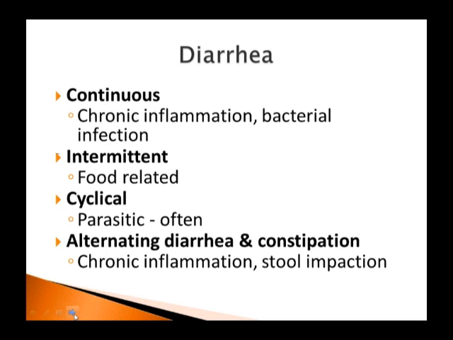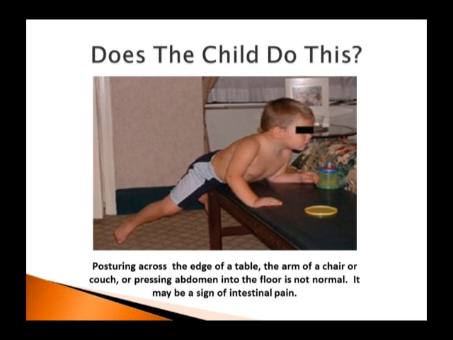One of the other things that I often ask parents in my practice is, does your child, or if you're a doctor, does your patient do this? If you have a child who is leveraging themselves over furniture, whether it's at the edge of a table, a chair, or a couch, to try to find a position of comfort, they're most likely dealing with some type of abdominal pain. And certainly it could be because of abdominal inflammation or severe constipation.